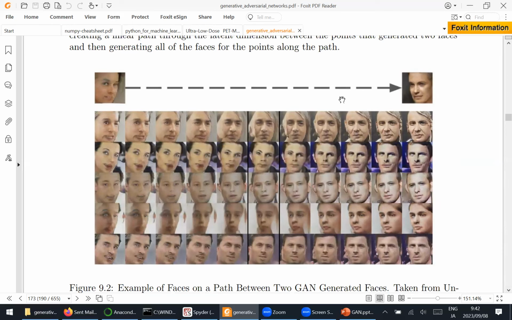So you can interpolate from one face to another and have it make a cool looking morphing from one face to another. But remember, this is not a real person. It's just a randomly generated face, and this is another randomly generated face. So then you can morph in between the two.